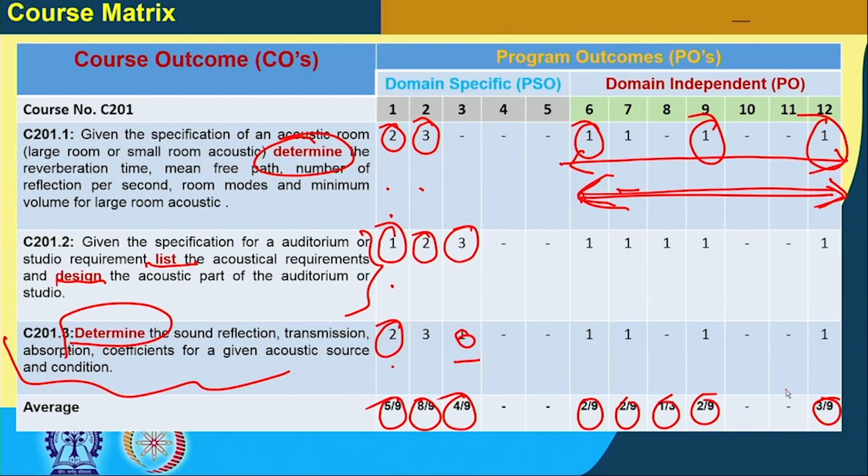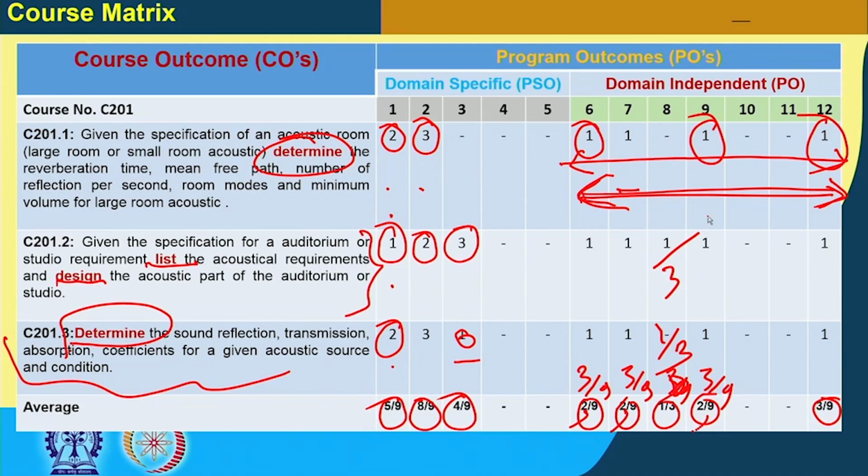If it is fully developed, 3 plus 3 plus 3, 9, but it is 1, so it will be 3 by 9, sorry, it also will be 3 by 9, it also 1 by 9, it will be 3 by 9. So, there is a mistake, it is not 2 by 9, it is 3 by 9. So, this is 1 by 3, because it only contributed 1, and if it is fully developed, it will be 3. So, the average is 1 by 3.